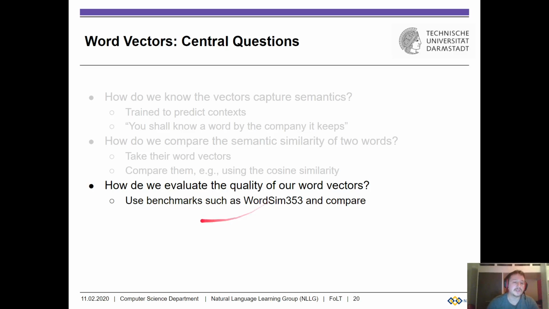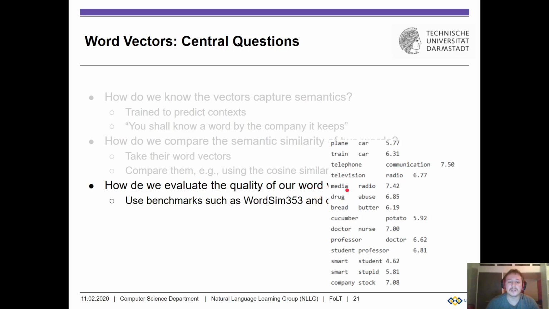So one answer is we can take a human benchmark, such as the word similarity 353, and then compare the human benchmark to the prediction given by our word vectors. So how does word similarity 353 look like? Well, it has two words such as plane, car, train, car, telephone, communication, and then humans have given a score that measures the similarity between those two words.